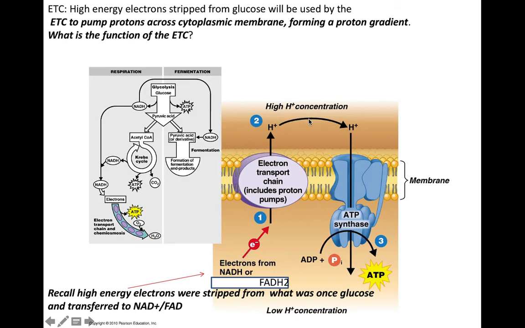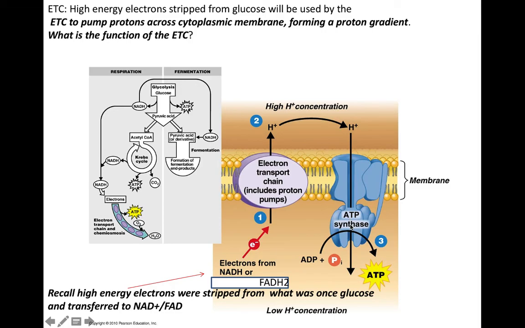Once the proton gradient is formed, then it's the diffusion of protons from an area of high through ATP synthase to an area of low proton concentration. It's this flow of protons that's going to drive ATP synthase. It will assist ATP synthase to phosphorylate ADP with phosphate to make our ATP. So the energy source for ATP synthase is the proton gradient.